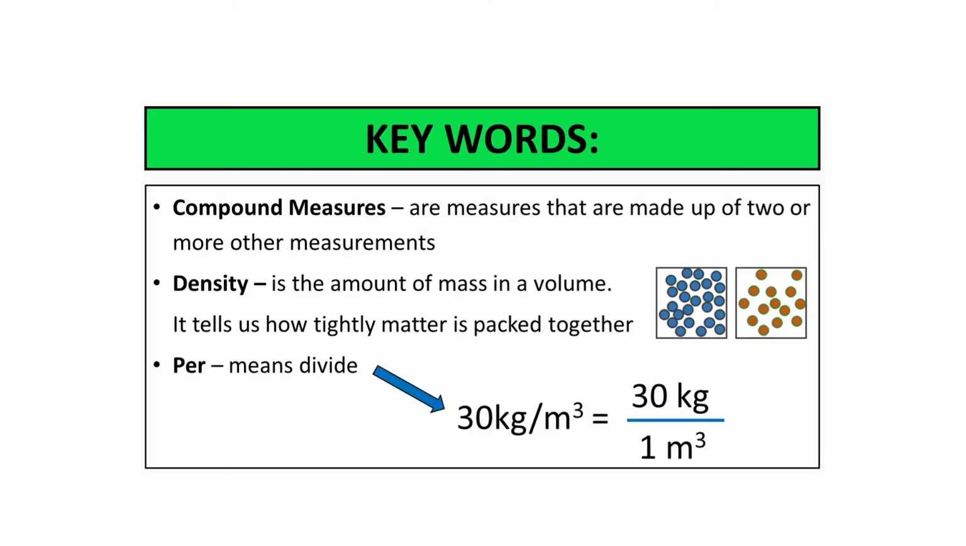In terms of the keywords that we're going to cover within today's lesson, compound measures are just measures that are made up of two or more other measurements. We then have density, which is a key thing that we're going to be looking at. I like to think of it as the thickness of a potential item, but it says here it's the amount of mass within the volume. It tells us how tightly matter is packed together.